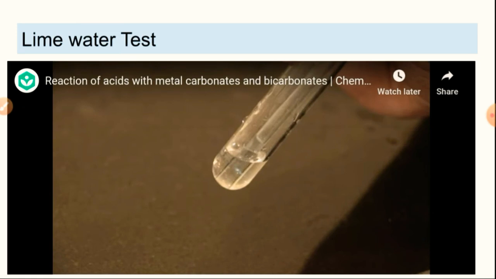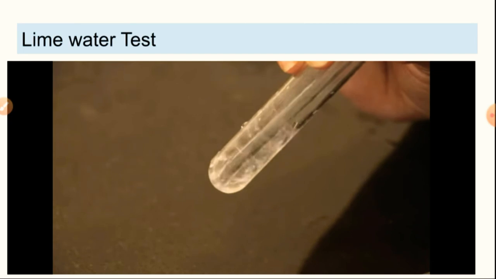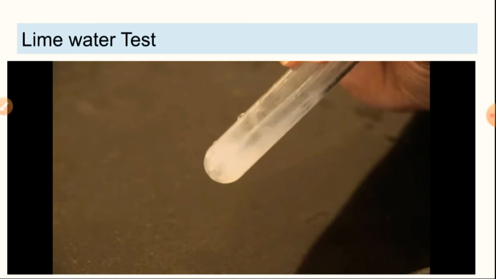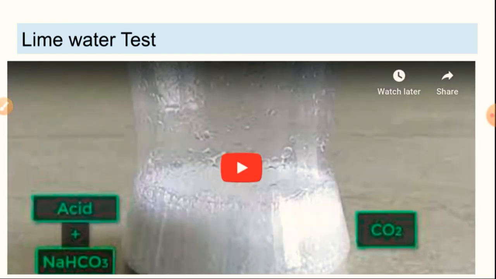First of all, we take a test tube. In the test tube, we have taken the lime water. You could see the lime water is a colorless, transparent liquid. We pass carbon dioxide to it for a few minutes. We see the milkiness appear. So this is the lime water test. The milkiness appears, which means it detects the presence of carbon dioxide.